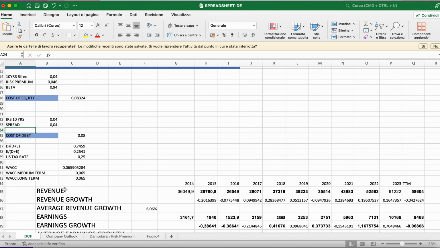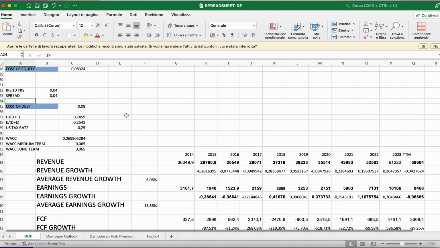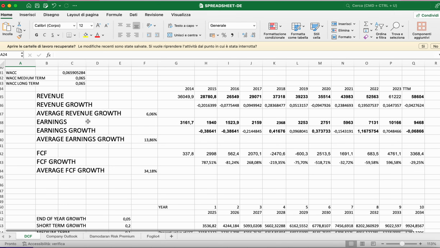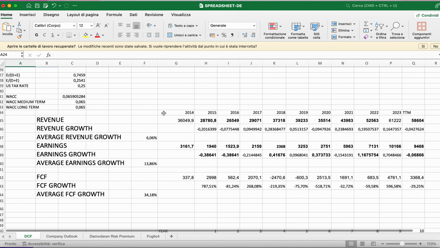So here are the assumptions for the weighted average cost of capital for John Deere, and here are some of the highlights of what it has done in the last 10 years from a perspective of revenue growth, earnings growth, and free cash flow growth.